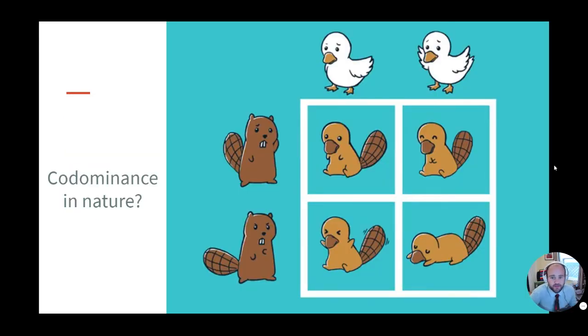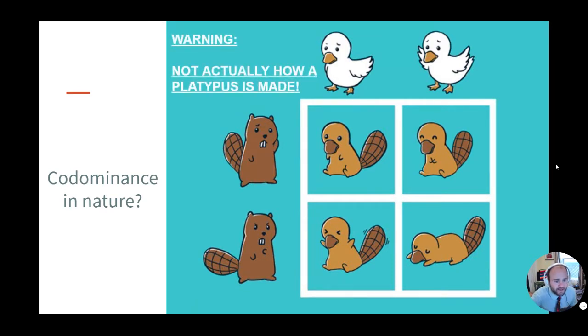Here's perhaps a great example of codominance in nature, combining ducks and beavers in order to make the friendly platypus. I should say, as a science teacher, if you cannot tell this is a joke, it is not how platypi are actually made in nature.